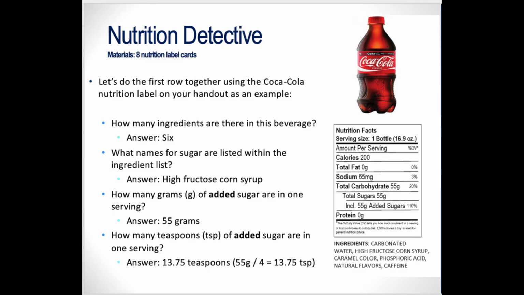Now, remember what we talked about as we look through the ingredients list. Every time we see a comma, we know that that ends one of the ingredients. So go ahead and take a look at this one and count how many ingredients are in a bottle of Coca-Cola. Well, the answer is 6.